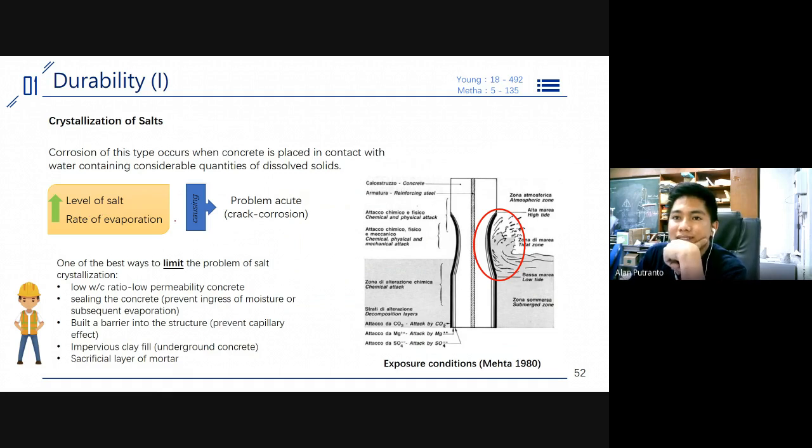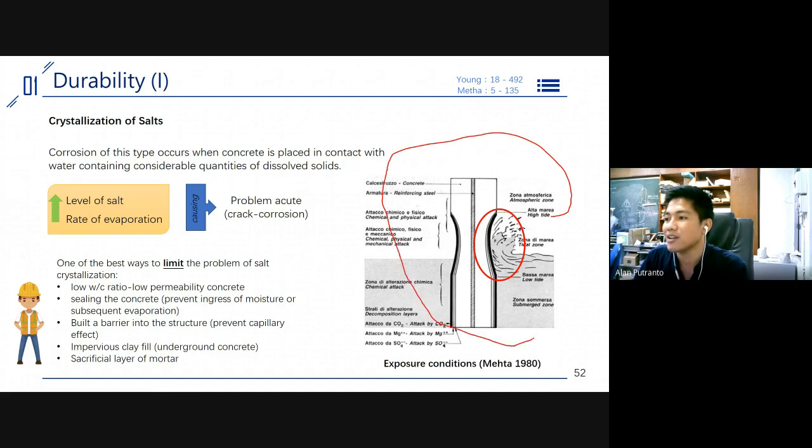Okay, this is the last part of my presentation: crystallization of salt. I will finish my presentation after this. If we have a high level of salt and a high rate of evaporation, that will cause a problem. Why? Because if you see this picture, I took it from Mehta, maybe from the previous PDF of Mehta.